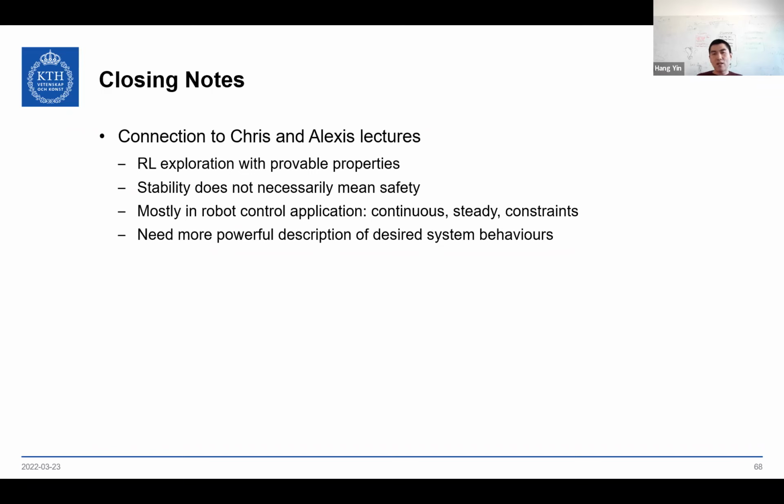I think Chris and Alex will talk about this. I would say theirs is a more powerful system that allows us to enforce such stability constraints or a more concrete, human-friendly task specification. So stay tuned for that.